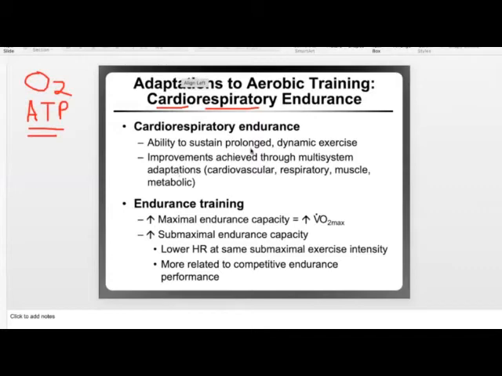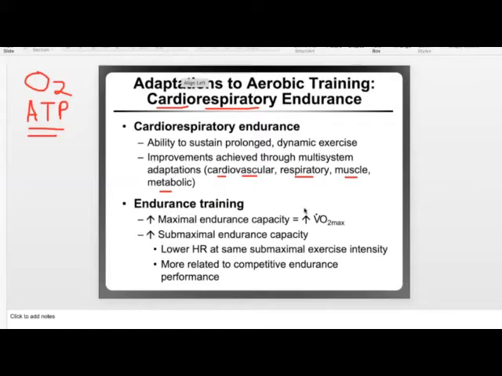So with improvements in cardiorespiratory endurance, there's going to be heart and blood vessel improvements, lung improvements, and then there's going to be changes at the muscle and metabolic level as well. So the muscle will adapt. All right, type 1 muscle fibers will grow and hypertrophy and get bigger and stronger. And your ability to break down ATP because of enzymatic activity can also improve.